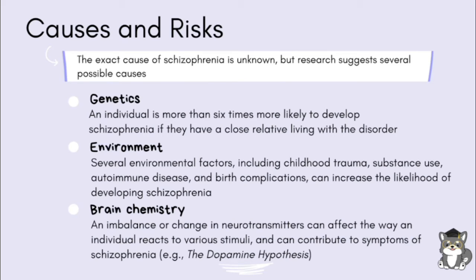So a change in the neurotransmitters, which are our brain's chemicals, crucial to how we react to different stimuli, perceive, and communicate, can contribute to schizophrenia symptoms. One phenomenon known as the dopamine hypothesis suggests that a dysregulated system in dopamine transmission can result in symptoms of schizophrenia. So dopamine is a neurotransmitter that causes our neurons to fire. It's often linked to our feelings of pleasure, reward, and motivation.